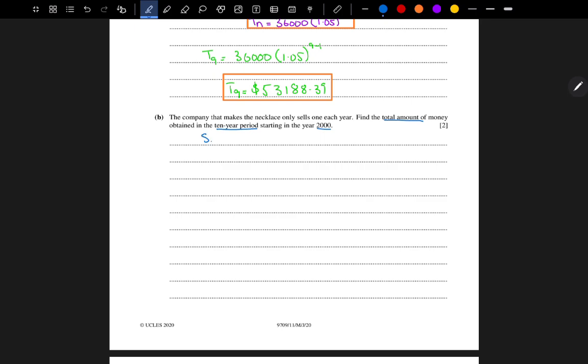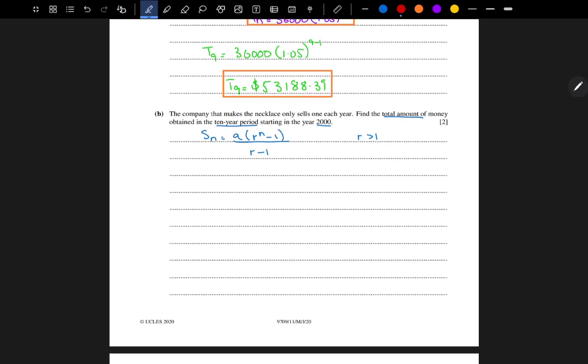We know that the sum of n number of terms will be equal to a into r to the power of n minus 1 upon r minus 1. We are using this formula because we know that in this progression, the r is greater than 1. So we will have to use this formula instead of the other one.